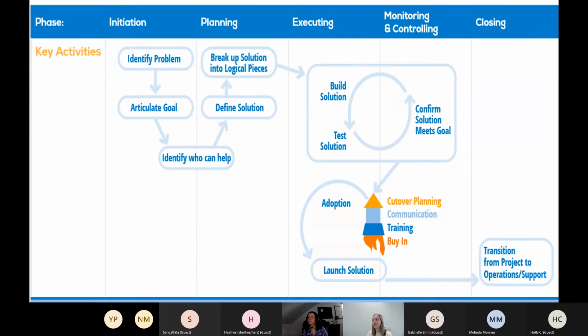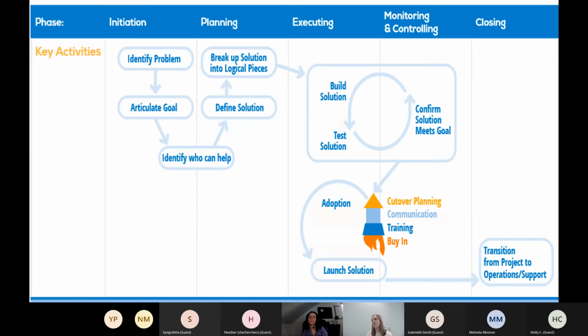And in this phase, we also want to be defining the solution. So it's really important that we bring those right people in to help us define that solution. And as we do that, again, we're going to use that goal as our guiding star. The solution needs to meet the goal, otherwise we're setting ourselves up for failure.